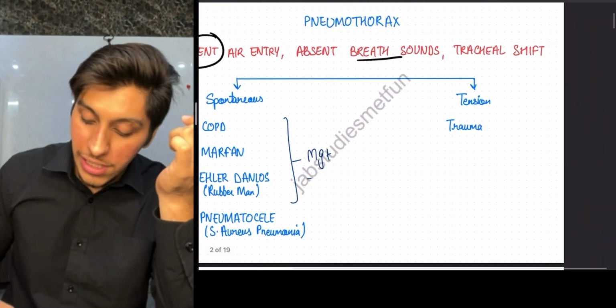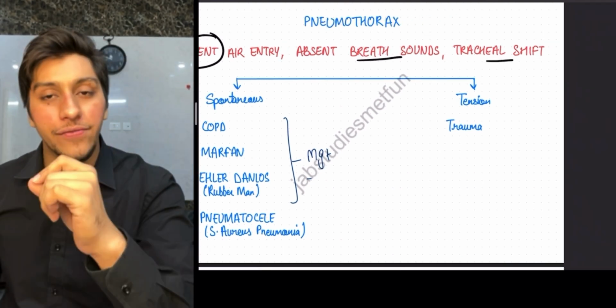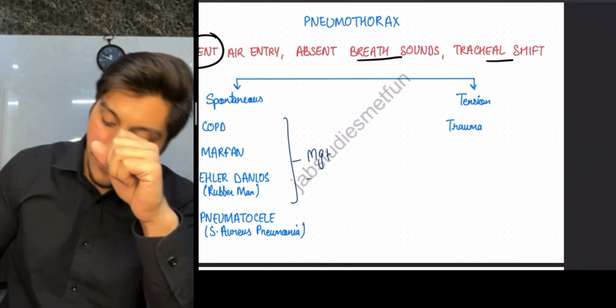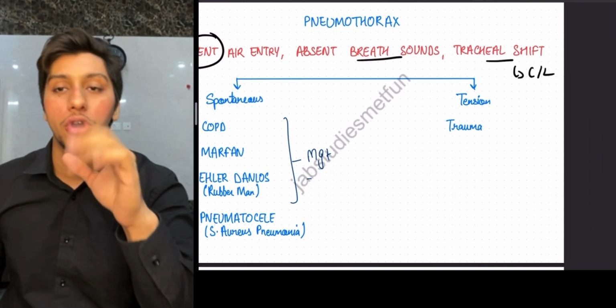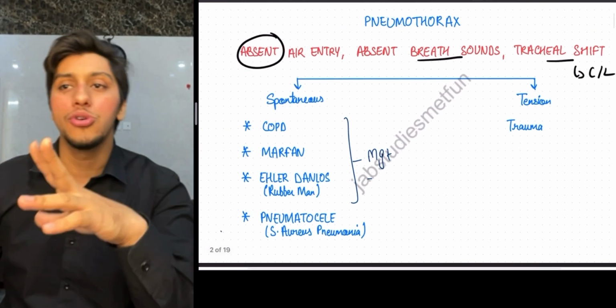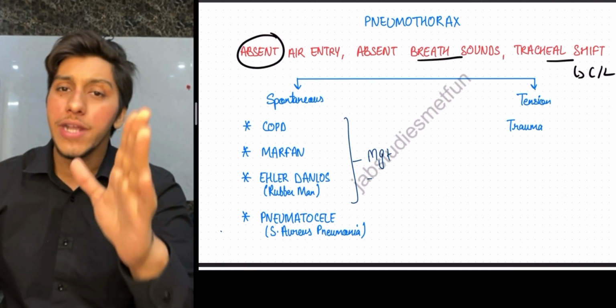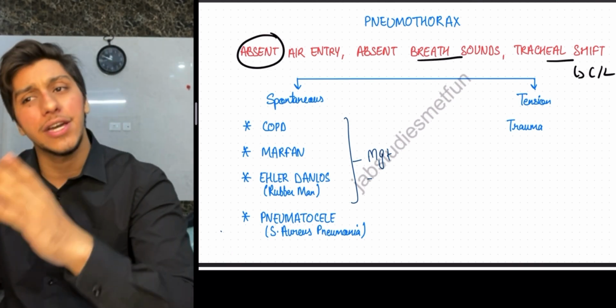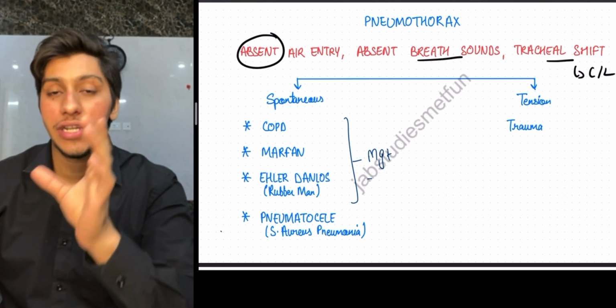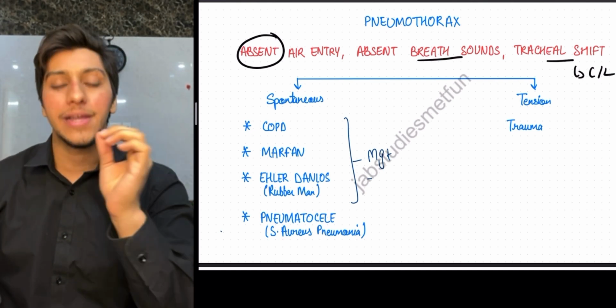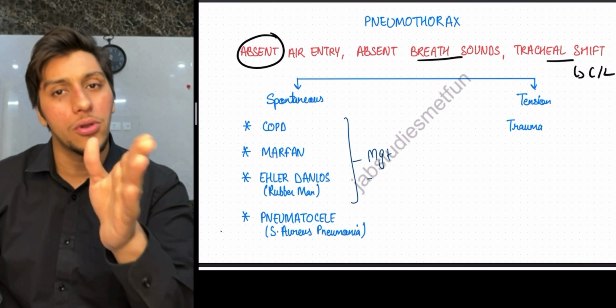Along with that, you will see tracheal shift. Now, where is the tracheal shift, guys? Because of mass effect, the tracheal shift is going to be on the contralateral side. Now, guys, pneumothorax is of two types. One is spontaneous pneumothorax and the other is tension pneumothorax. The main difference between spontaneous and tension is based on hemodynamic instability. In short, vitals stable or unstable.